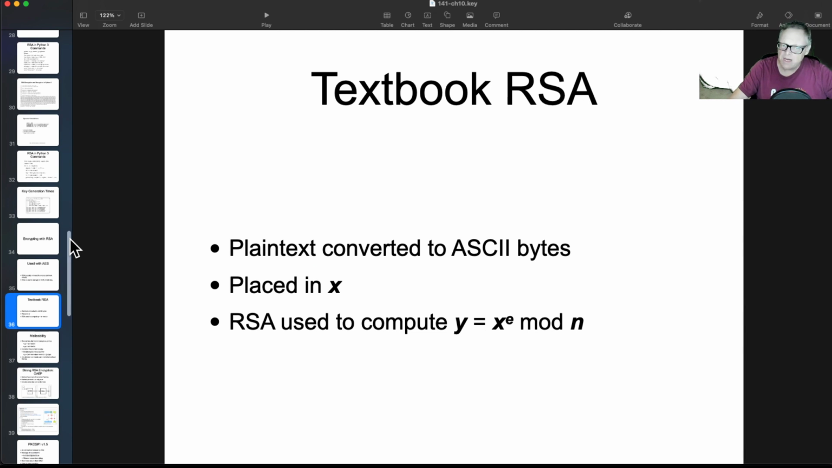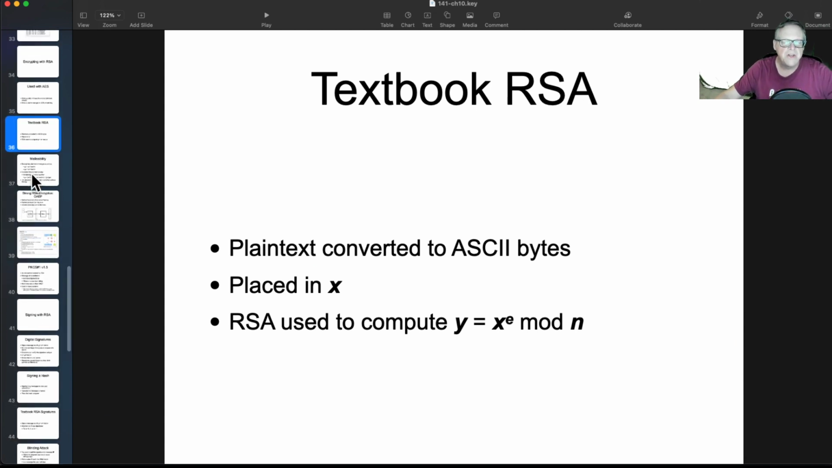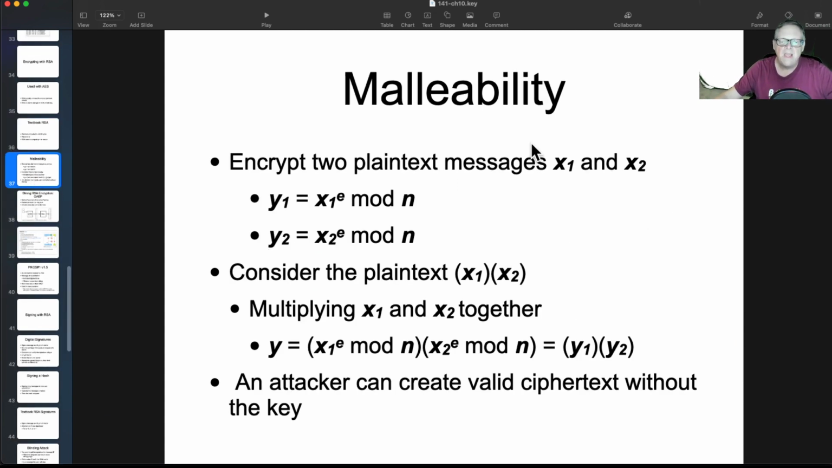So now there's textbook RSA, where you would just take the plain text and convert it to, say, ASCII bytes, and then interpret that as a number. That would be your X. You can do it that way, and that's the way I did it in those examples with small numbers in the projects. But that has a flaw.